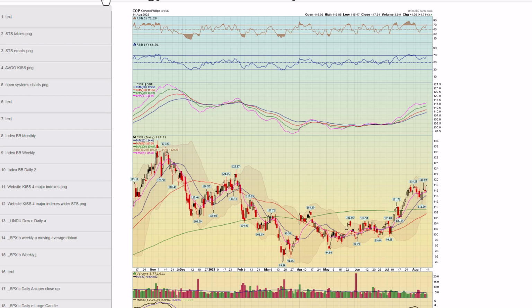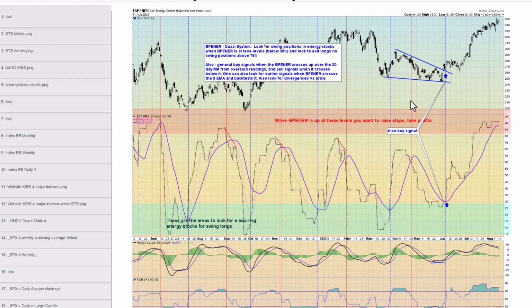All right, guys, moving on to commodities. Or before we get to commodities, Jabber 76, here's the bullish percent energy index. It's still up here at 91%. Like I said, it is in nosebleeds territory.